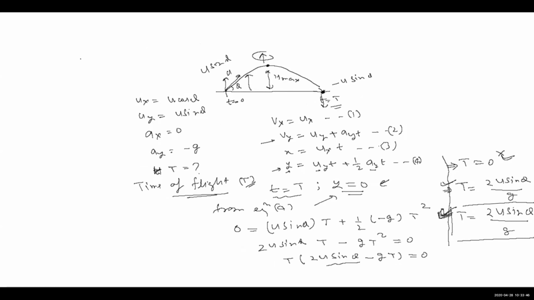Now we'll be interested in calculating the displacement along the x-axis. We call it range. We want to calculate the maximum displacement along the x-axis. Obviously, the maximum displacement along the x-axis will be the displacement during this time of flight. When the particle strikes the ground, whatever displacement there is along the x-axis will be defined as the range. Clear?